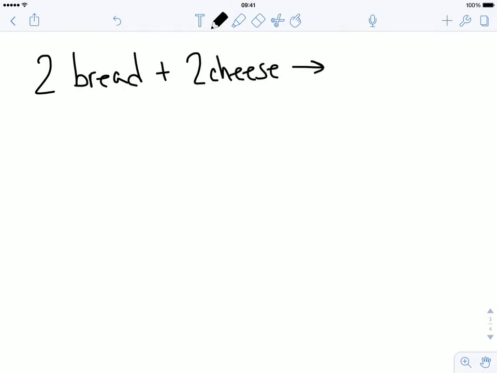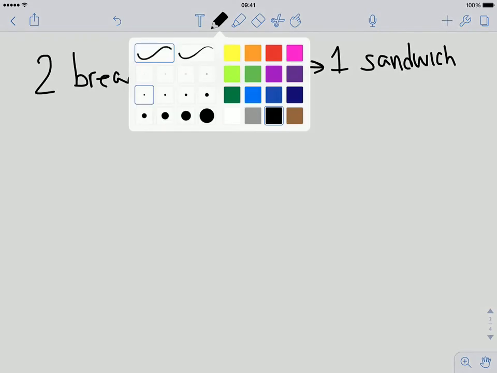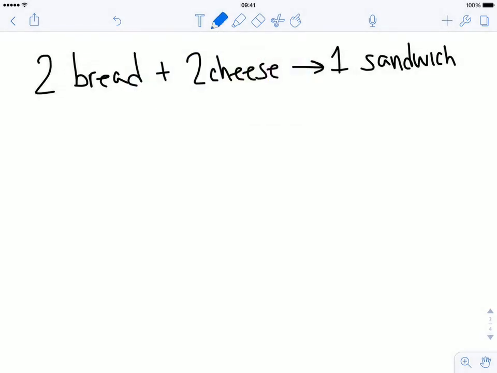I can say that for every 2 pieces of bread, there will be 2 pieces of cheese, and those two together will produce 1 sandwich. Now, if I have 92 pieces of bread and 86 pieces of cheese, how many sandwiches can I make? To answer this question, we need to figure out which ingredient we're going to run out of first.